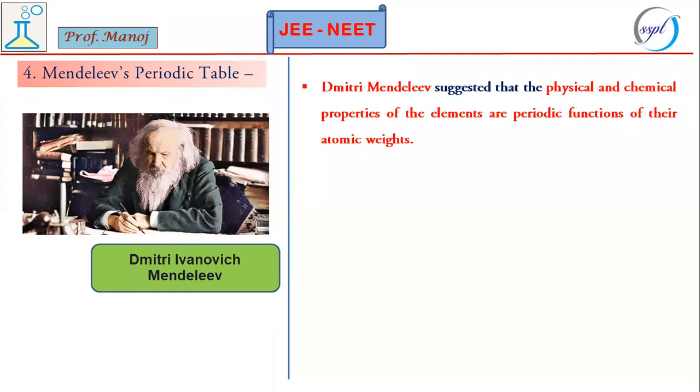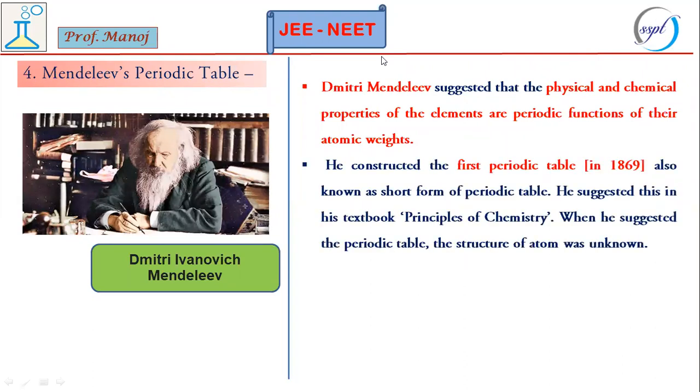Now we take a little information about Mendeleev. First of all, his original periodic law, physical and chemical properties of elements are periodic function of the atomic weights. He published his periodic table not as a discovery, but as a part of his textbook called Principles of Chemistry. Most interesting thing is he made periodic table when even electron was not discovered. Structure of atom to dur ki baat hai, electron bhi pata nahi tha. At that time he made this table.